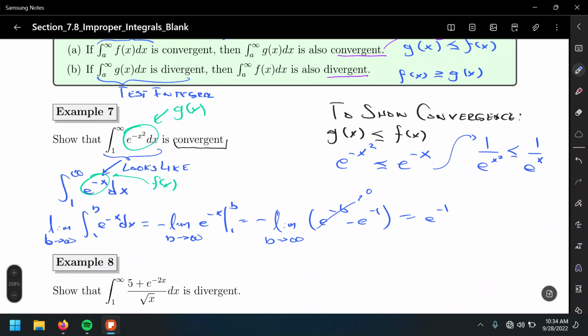And, well, observe the denominator of the left-hand side. Because of the x squared, that's going to give us larger numbers in the denominator, which is going to make this side smaller than that side. Alright? So in this case, what are we essentially doing when we are comparing integrals to show convergence?